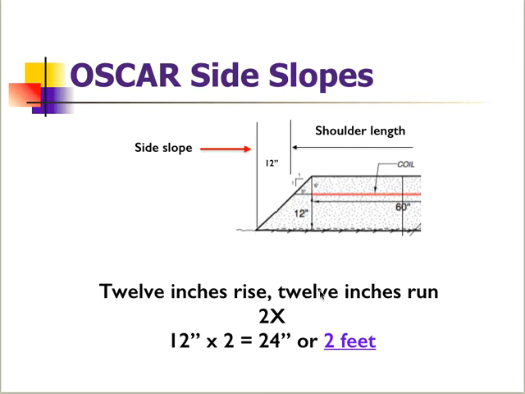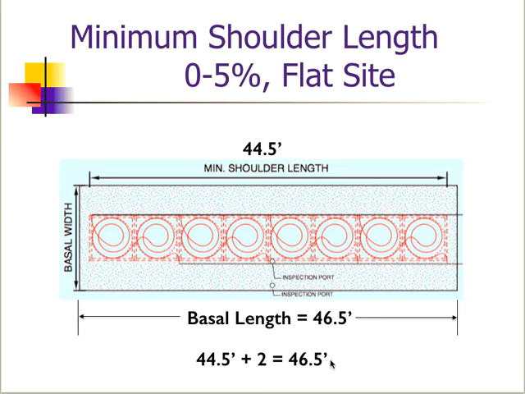So we have to take that 12 inches and multiply it by 2. So 12 times 2 is 24 inches, or 2 feet. So we're going to add our side slope of 2 feet to our minimum shoulder length of 44.5 to come up with a minimum basal length of 46.5 feet.